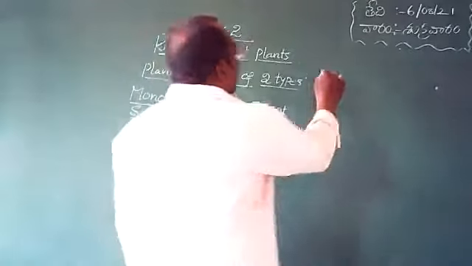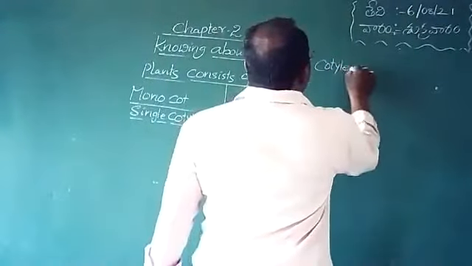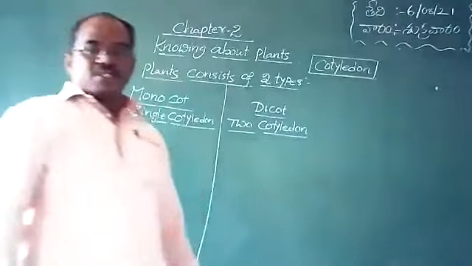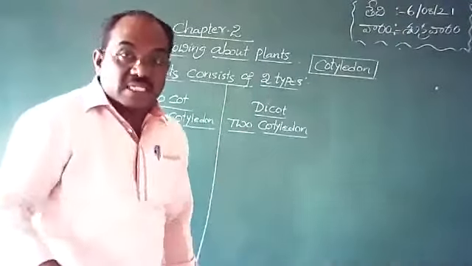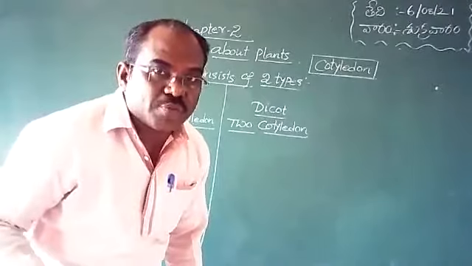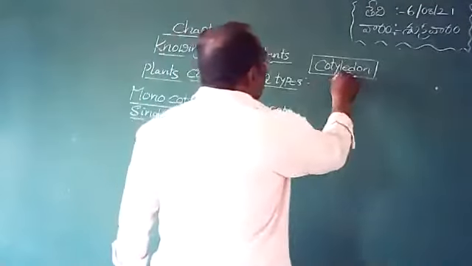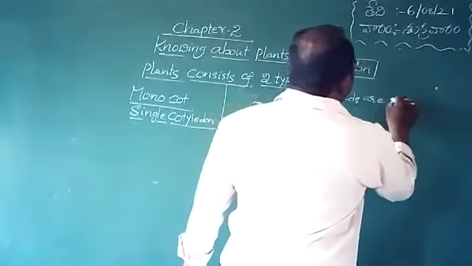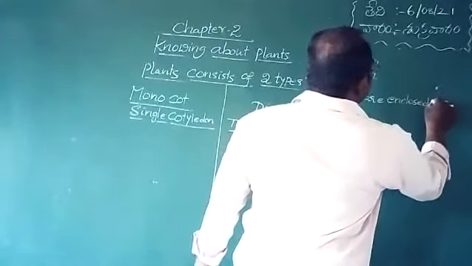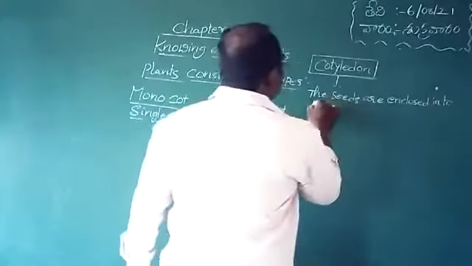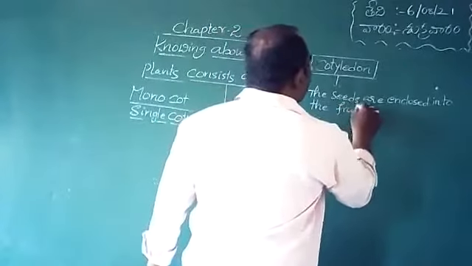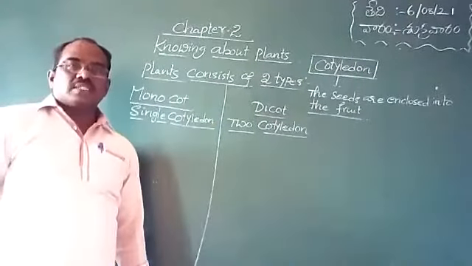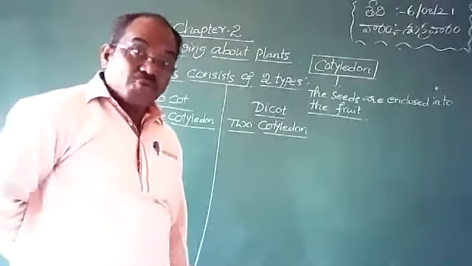Sir, what is meant by cotyledon? Cotyledon means the seeds are enclosed into the fruit. The seeds are enclosed into the fruit is called cotyledon.